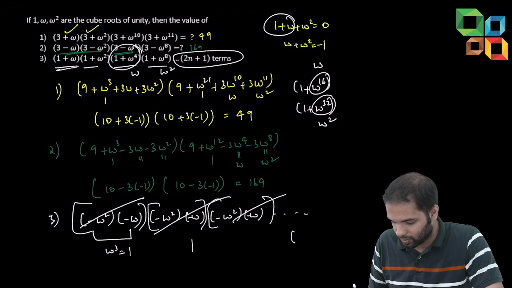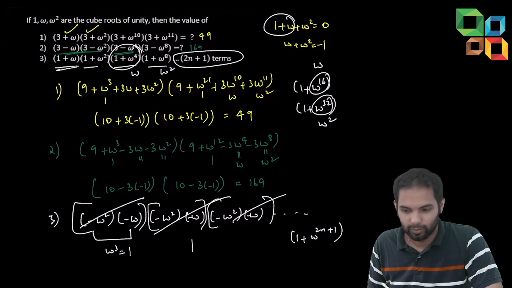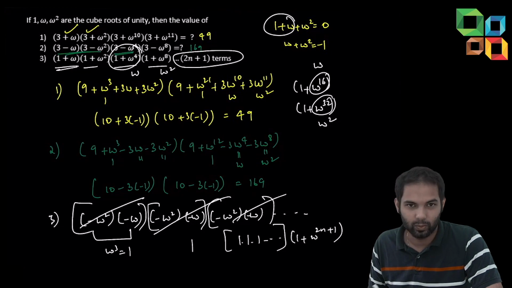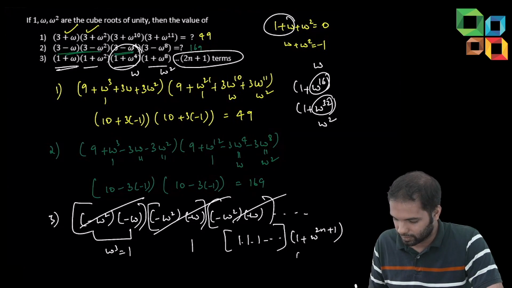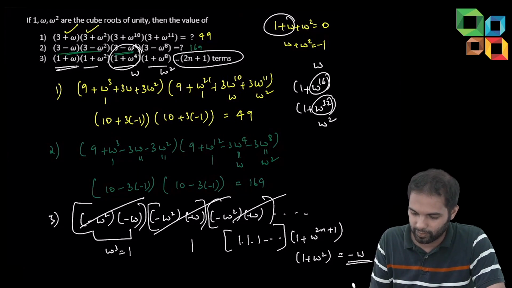The last term would be 1 plus omega power 2n plus 1. Okay. It doesn't have a pair. Whatever pairs we had are over till now. So it's 1 into 1 into so on. All the product is 1. Now we have 1 plus this. So this is nothing but 1 plus omega square. You can keep it as it is or write it as minus omega. This would be the final answer. So we're going to look at nth roots of unity.